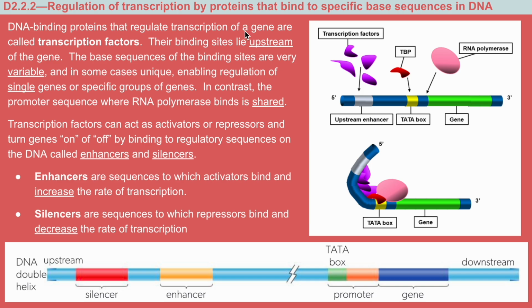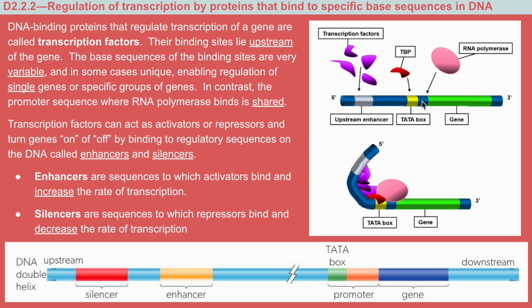Now, the DNA binding proteins that regulate transcription are called transcription factors. Their binding sites lie upstream of the gene. The base sequences of the binding sites are very variable, okay, in some cases unique, which allows for regulation of single genes or specific groups of genes. Okay, in contrast, the promoter sequence where the RNA polymerase binds, okay, is shared.